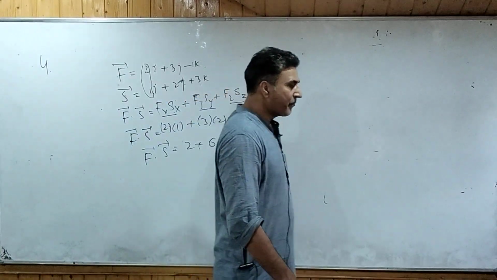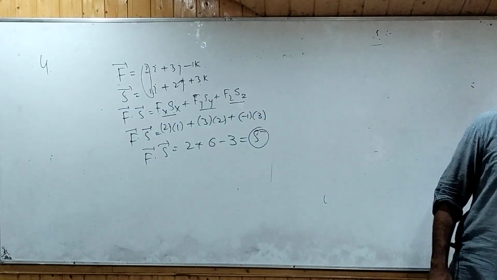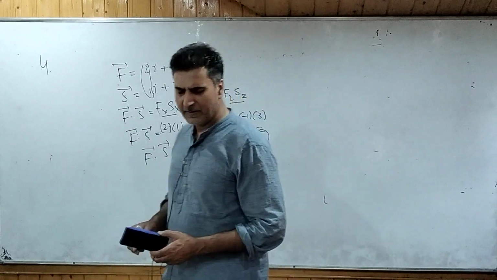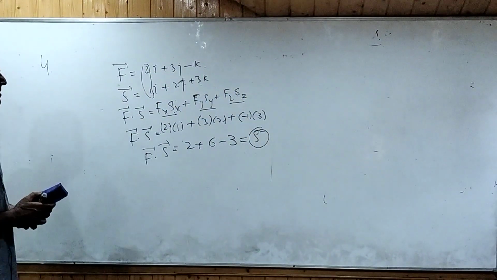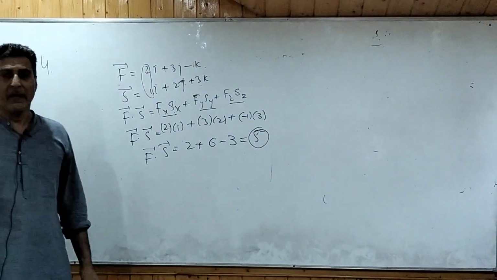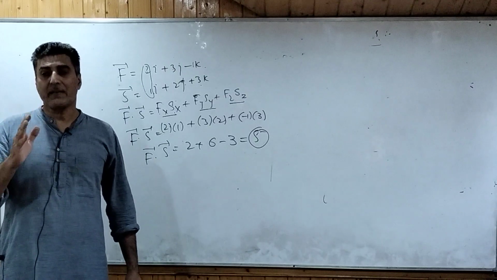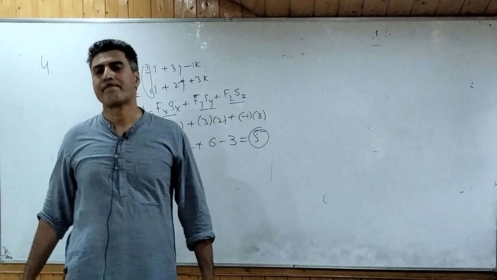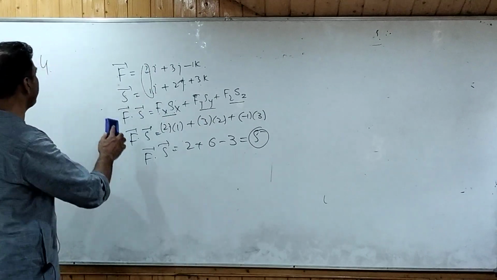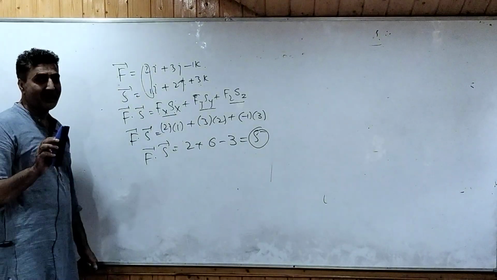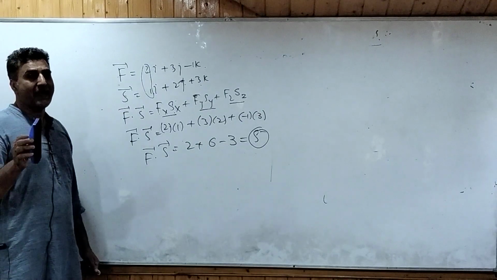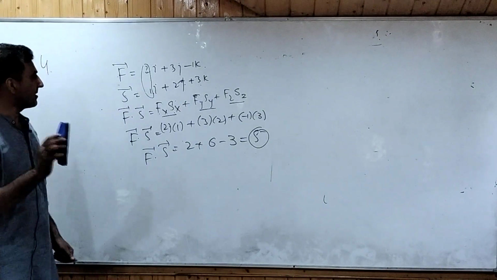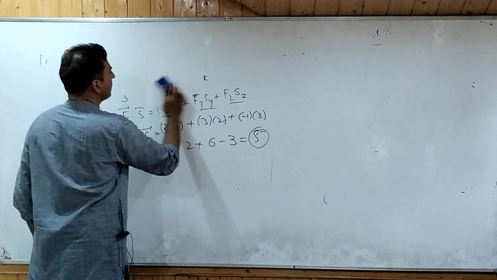Okay, now let me go to one important fact about this dot product. That important fact is this dot product is a scalar, and as such this scalar does not change if you rotate the coordinate system. What do you mean by that? Okay, let me explain. That's a very important point. Dot product remains invariant under the rotation of coordinate system. Let me explain that.